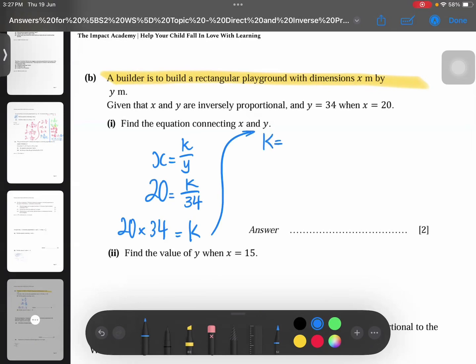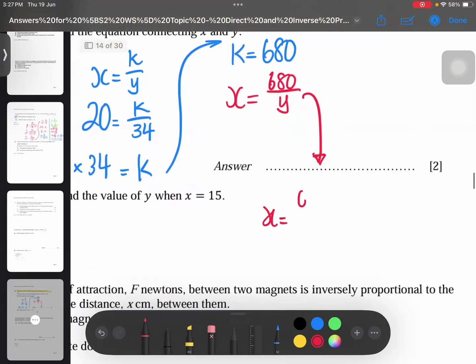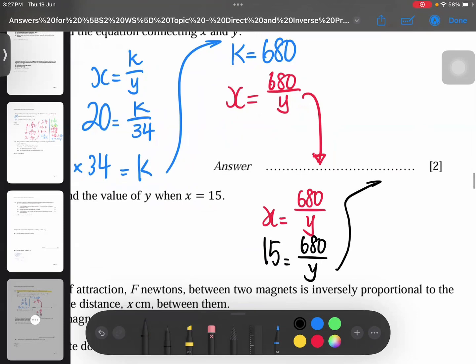So k is equal to what? When you do 20 times 34, what do you get? You get an answer of 680. Agree? All right, then you form your equation, x equals 680 over y. Does that make sense to you? All right, and therefore, that's your answer for this question. Agree or disagree? All right, so when we say x is equal to 680 over y, you're going to sub in 15 over here. So 15 equals 680 over y.